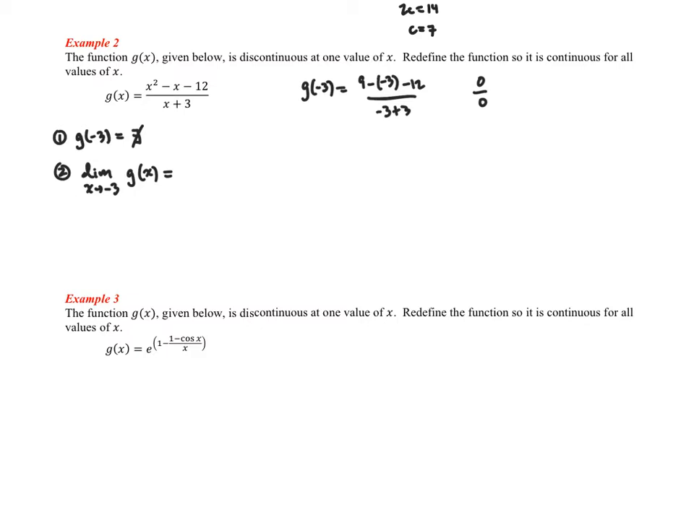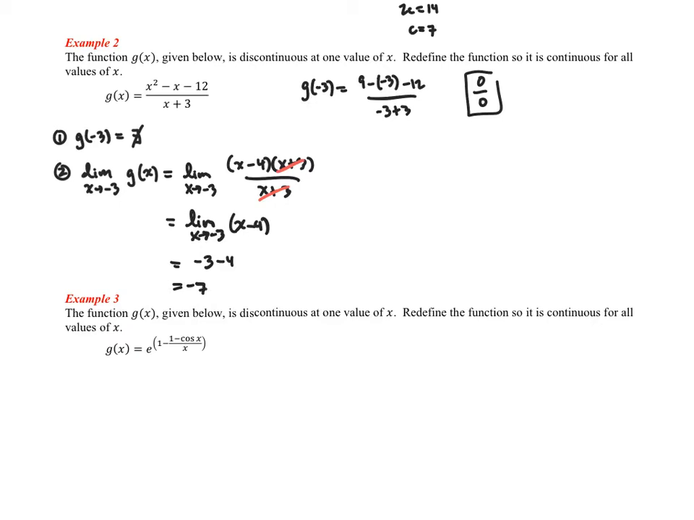Okay, so since the limit does not exist, at least according to our initial indeterminate value, what I'm going to do is factor the numerator, which would be x minus 4 and x plus 3. And I'm going to reduce out that hole, and therefore I can reevaluate and I will get a limit of, let's see, -3 minus 4, that'll be -7.